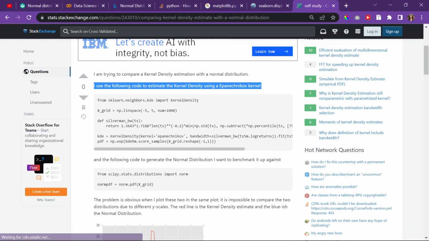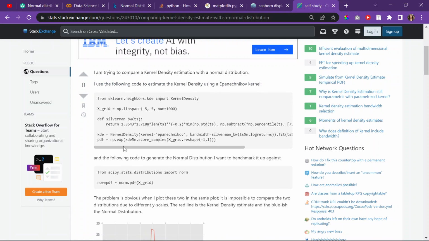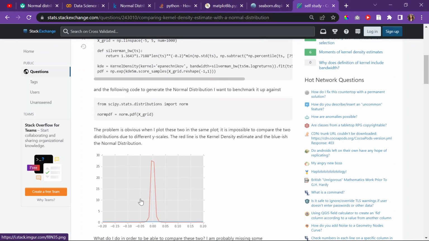I use the following code to estimate the kernel estimator using blah blah blah, whatever that is. So from scikit-learn. If you've never seen it, this is a kind of machine learning, deep learning, linear regression, stats type of data library. It has everything basically. So linspace -5 to 5, num is 1000. Def Silverman BW, whatever, return whatever. Wait, whoa, what is this, man? Kernel density. I don't even know what he wrote. So, okay, the problem is obvious.